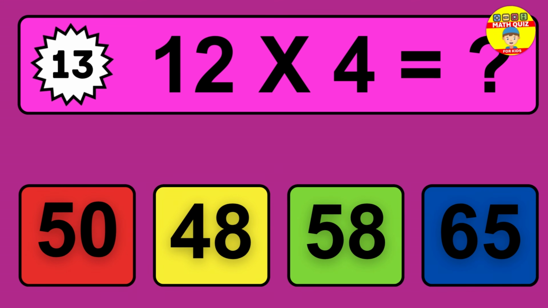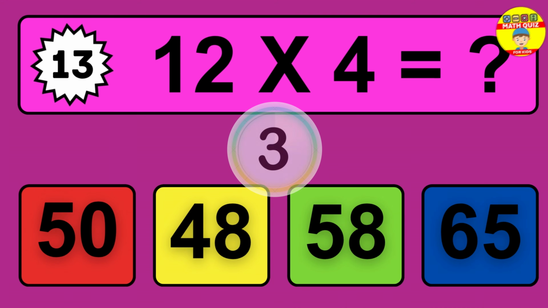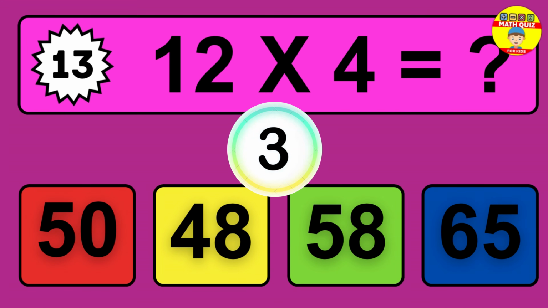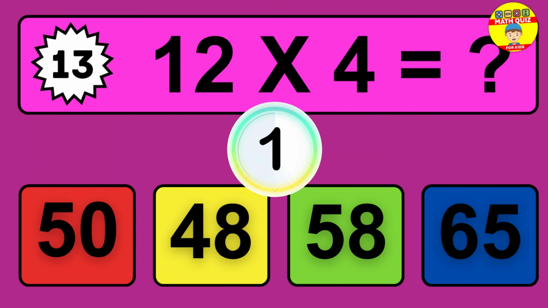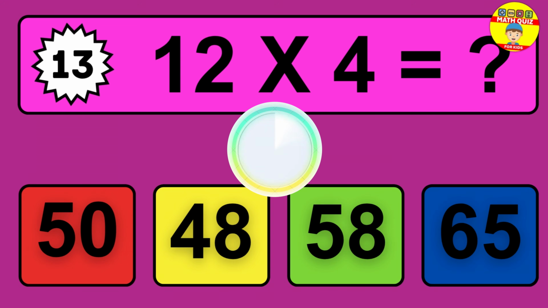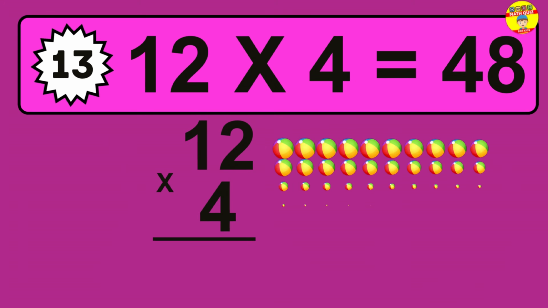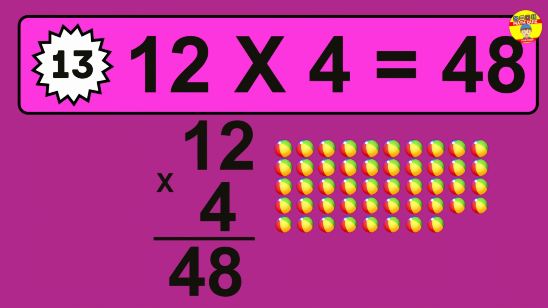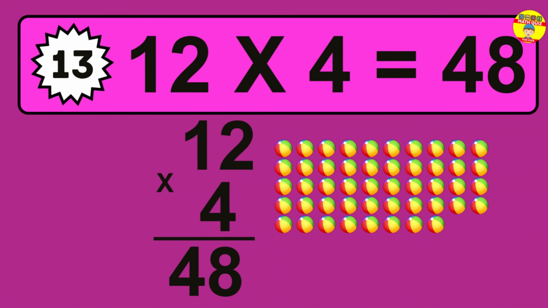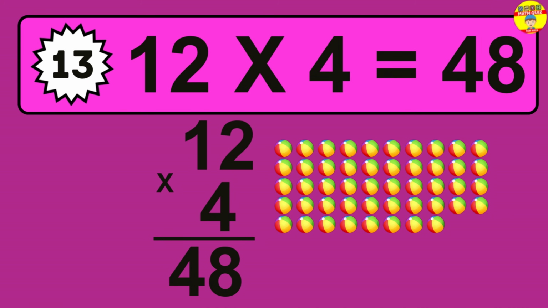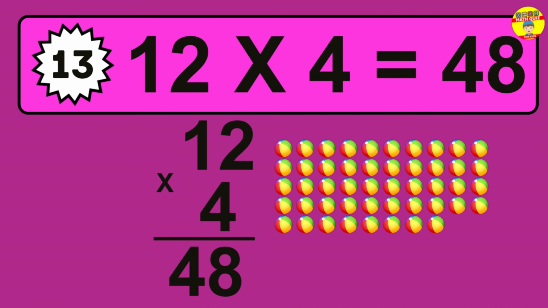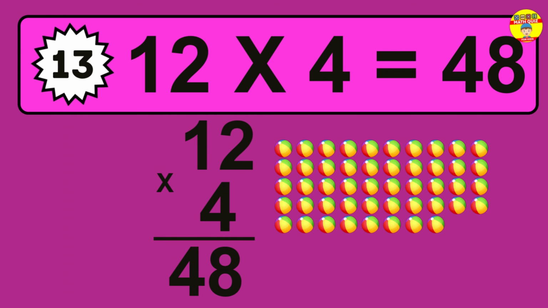Question 13. 12 times 4 equals what? So the answer is 12 times 4 is 48. To calculate, we have 12 groups with 4 balls each one. So how many balls do we have? 48 balls.